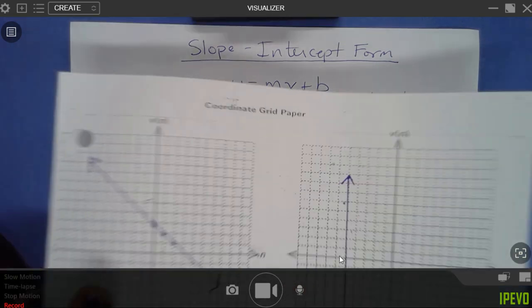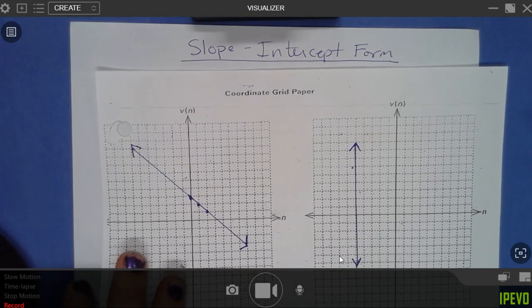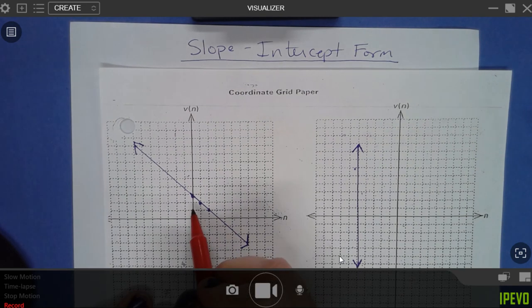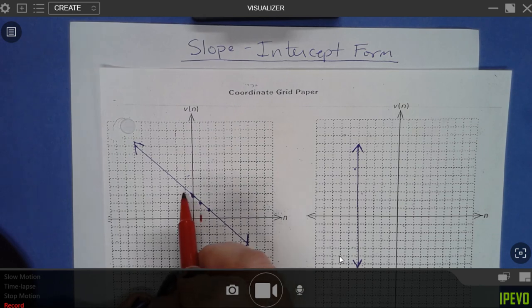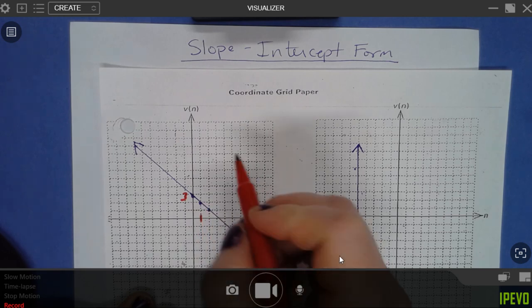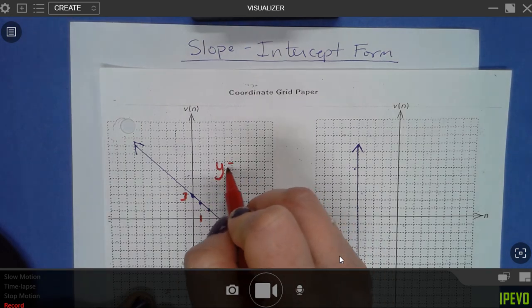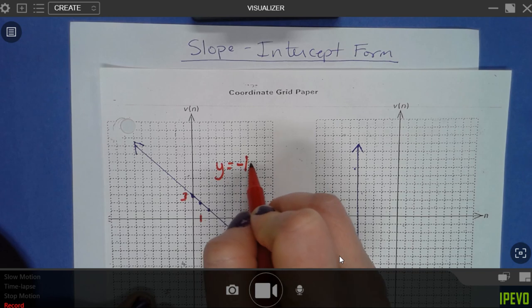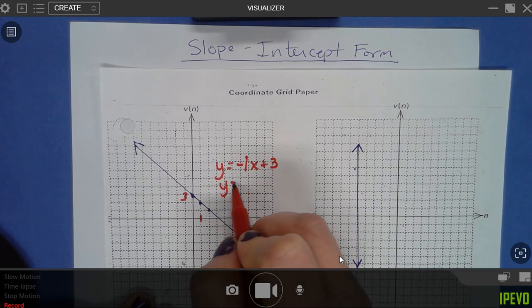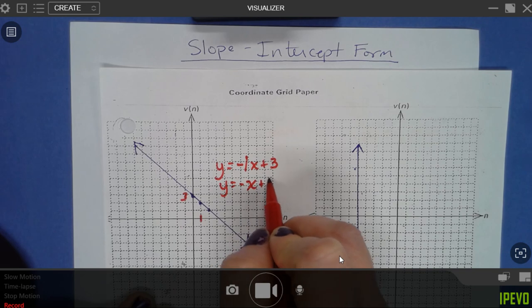Well, sometimes you're asked to write the equation from the graph. So we look at what's our starting point. And I look here and I go, okay, I'm starting at, with a scale of 1, this is 3. And it's going down 1, over 1, down 1, over 1. So our equation, y equals negative 1x plus 3. And you could just write it y equals negative x plus 3.